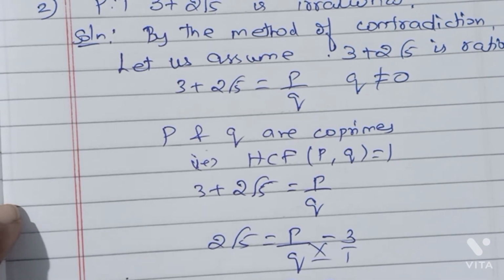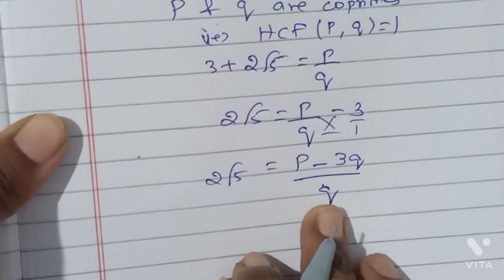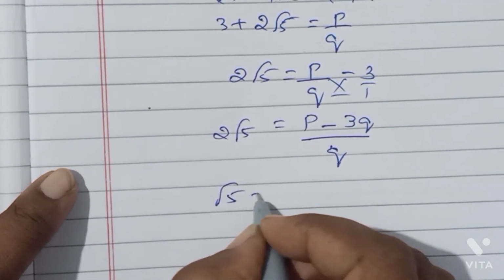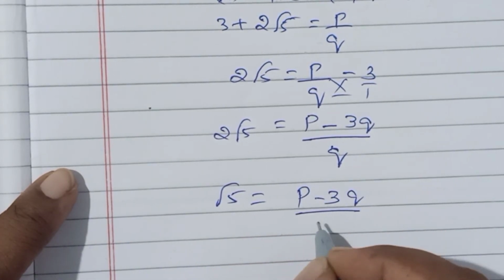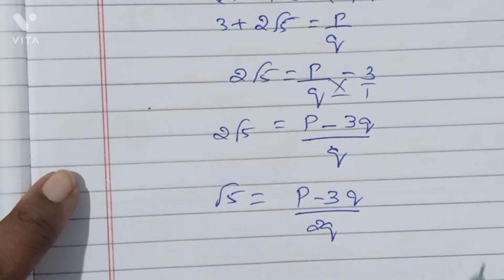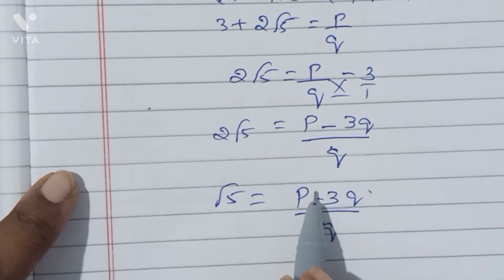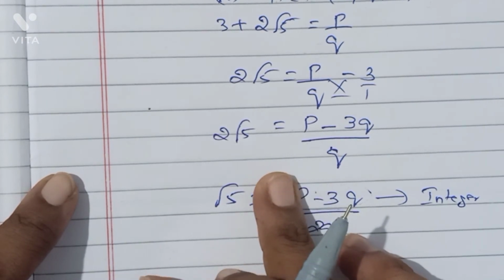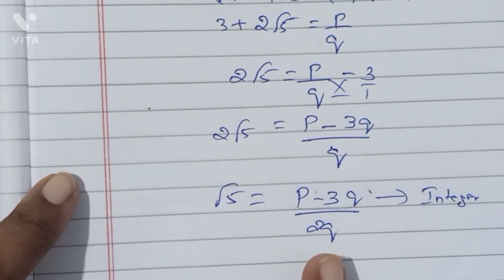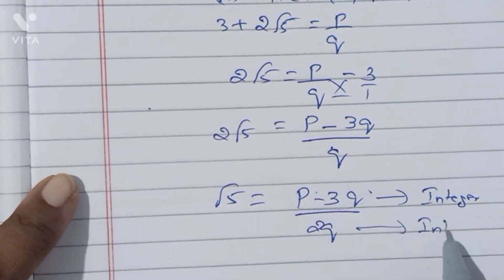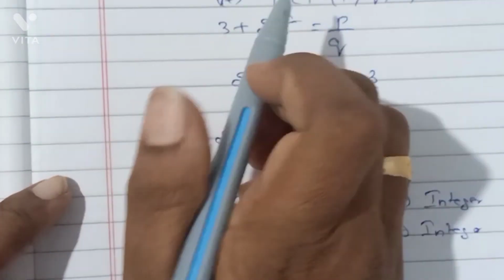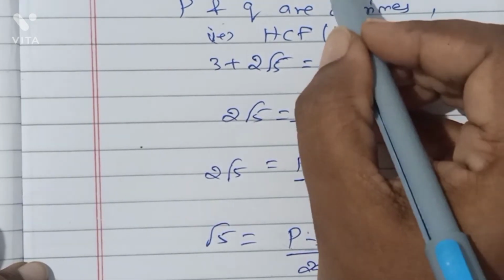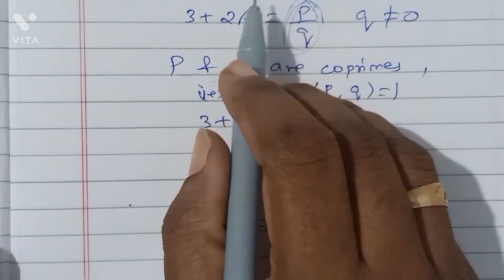2 root 5 is equal to p minus 3q divided by q. So here root 5 is equal to p minus 3q divided by 2q. Now you just see p and q are integers. This is an integer. So if I subtract an integer from an integer, we get an integer only, and this is also an integer. As we already said, p and q are co-primes, and p and q both are integers.